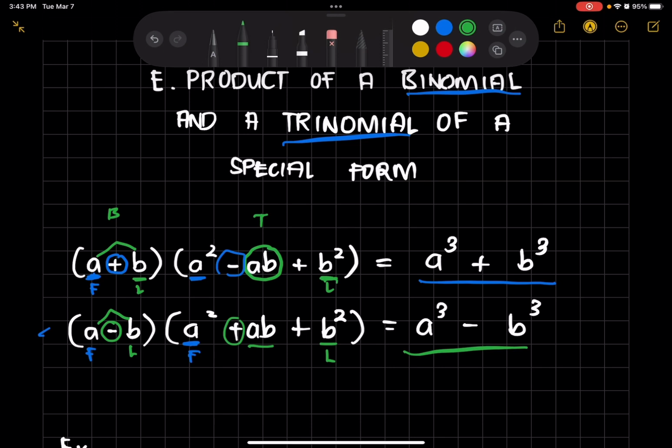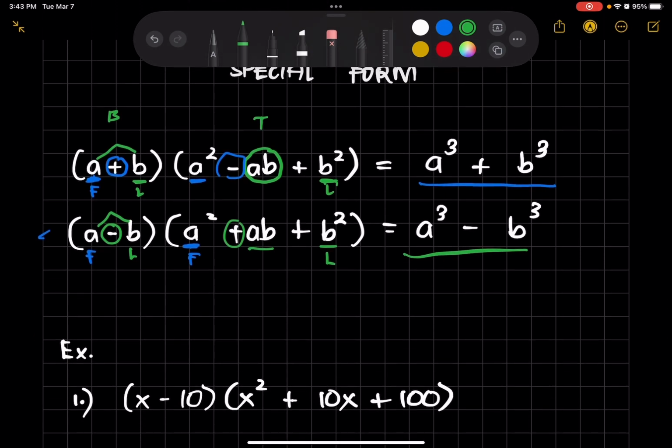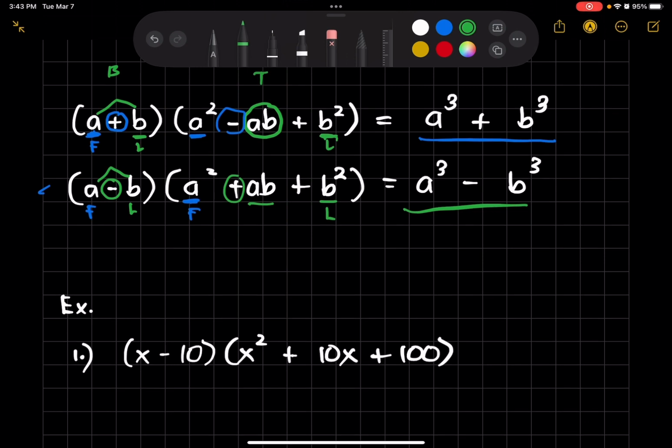Okay? So, now, let's begin. Let's have number 1, example number 1. So, example number 1, we have the quantity of x minus 10 multiplied to the quantity of x squared plus 10x plus 100. So, let's check if na-met niya yung mga conditions natin. So, first condition should be a binomial multiplied to the trinomial. So, yes, it's a binomial, 2 terms, and we also have 3 terms here. So, we have trinomial.